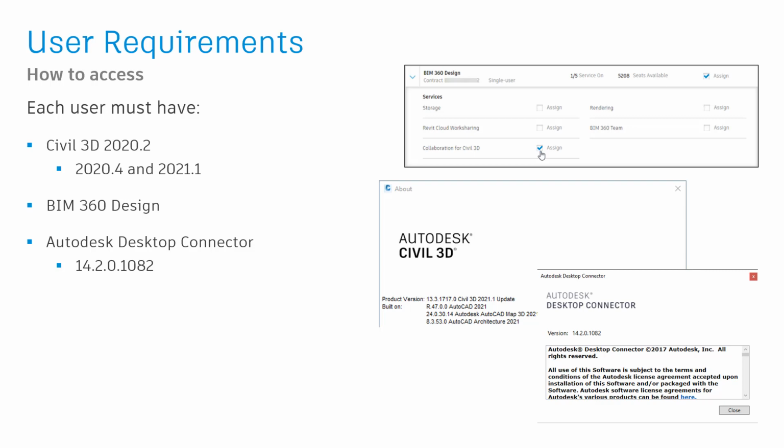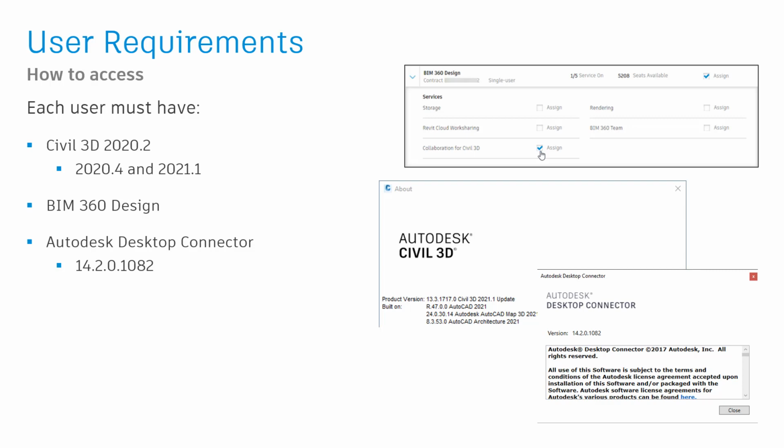Just looking at some of the user requirements here, this BIM 360 Design for Civil 3D was released last year around November in the AU timeframe. You must have at least Civil 3D 2020.2. The latest releases have gone up to 2020.4 and 2021.1. They are the current versions of Civil 3D. You also need entitlement to BIM 360 Design, as well as the Autodesk Desktop Connector.